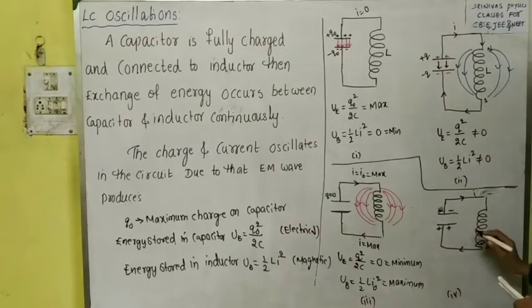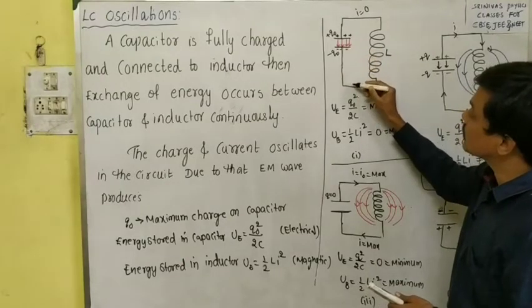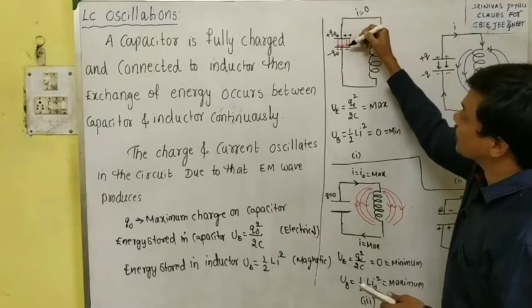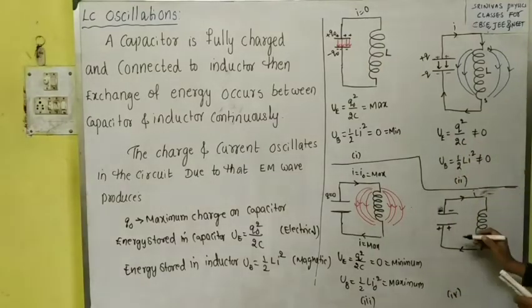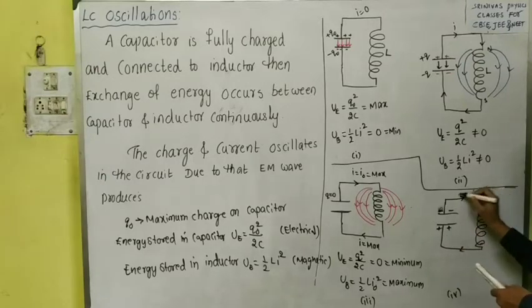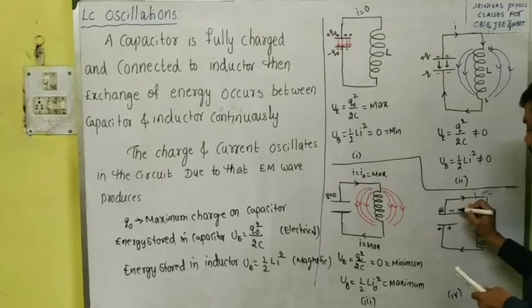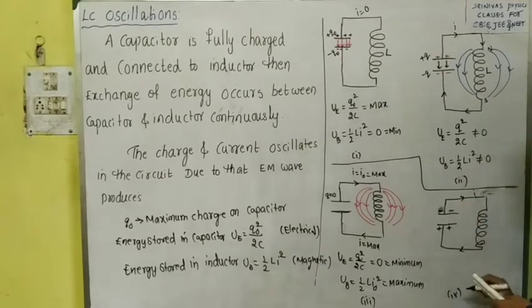Why? Because when the current passes here, electrons go in the opposite direction like this. When it is discharging, the electrons go like this. But now it is charging. Charging means when the current goes this side, the electrons go in the opposite direction, then electrons come like this and are stored on the plate of the capacitor. That means here negative is stored and here positive is stored.